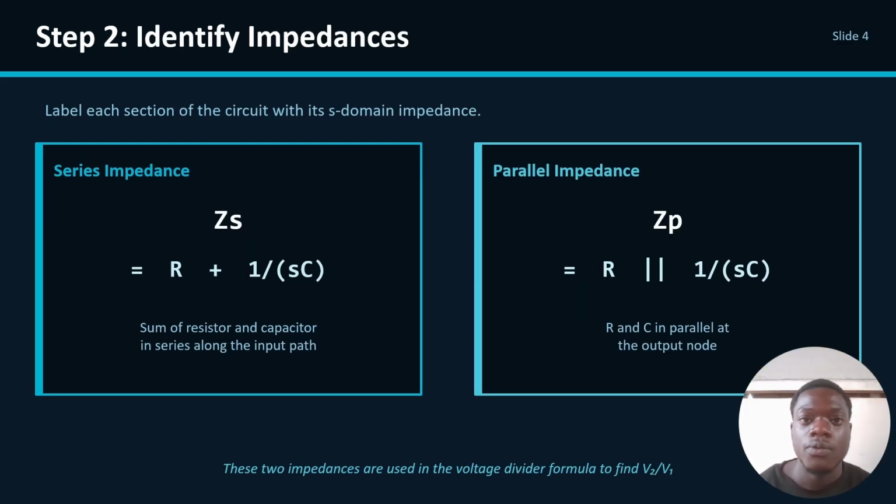I'll be talking about the parallel connection between the resistor and the capacitor. So from the diagram, you could see that the parallel connection happens like this.